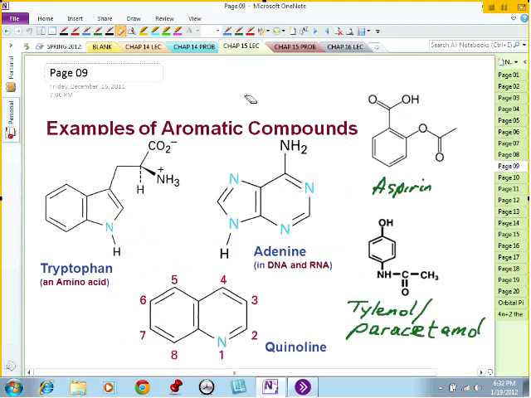Now, why are aromatic molecules very important? Most biological molecules, or most molecules that have biological function, contain aromatic compounds. For those of you who are going to pharmacy, you're going to find that you will be doing a lot of work dealing with aromatic molecules. And for those of you going to graduate school in chemistry, a lot of work is actually done.